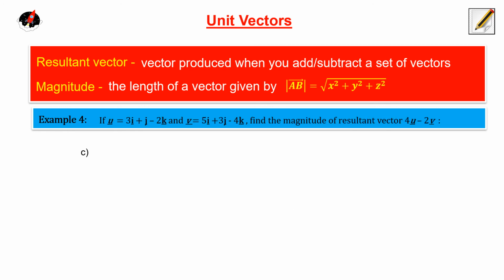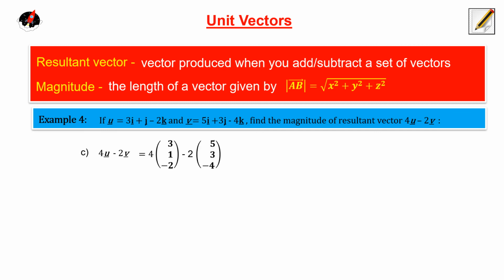Okay, one last example before you go on and finish the rest of today's exercise. So here in example 4c, we've been given two vectors u and v. u is 3i plus j subtract 2k, and v is 5i plus 3j minus 4k. Now here we've been asked to find the magnitude of the resultant vector 4u subtract 2v. So before we can find the magnitude, we actually need to find the resultant vector. So what is 4u subtract 2v?